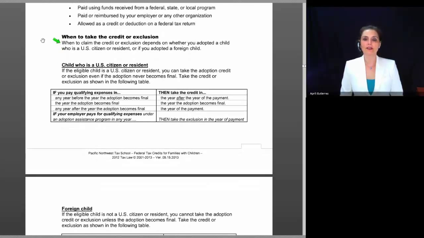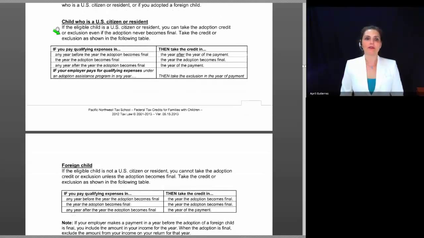When to take the credit or the exclusion? Well, when you take the credit or exclusion depends on whether you adopted a child who is a U.S. citizen or resident, or if you adopted a foreign child. So firstly, we have a table that applies to a child who is a U.S. citizen or resident. And if the eligible child is a U.S. citizen or resident, you can take the adoption credit or exclusion even if the adoption never becomes final. You take the credit or exclusion as shown here.